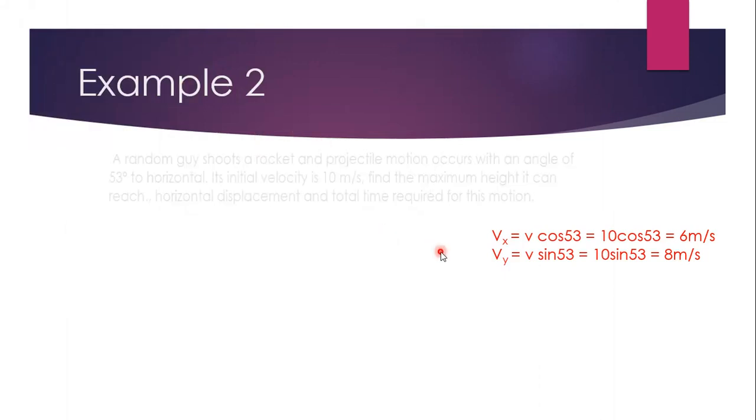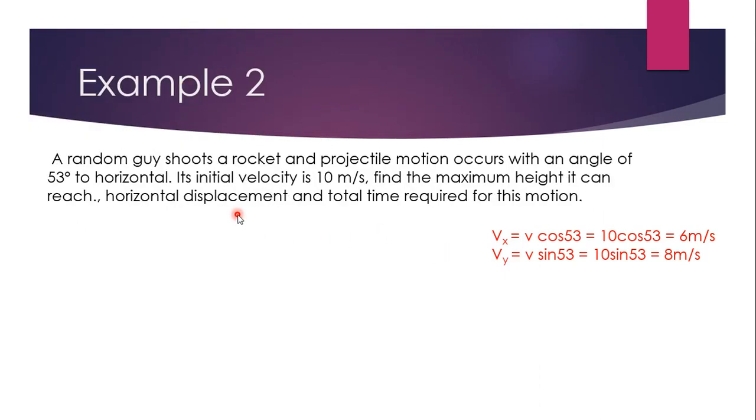Example 2. There goes the question. Let's see. A random guy shoots a rocket and projectile motion occurs with an angle of 53 degrees to horizontal. Its initial velocity is 10 meter per second. Find the maximum height it can reach, horizontal displacement and total time required for this motion.